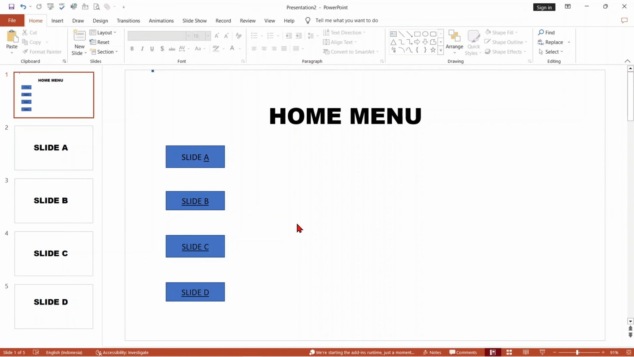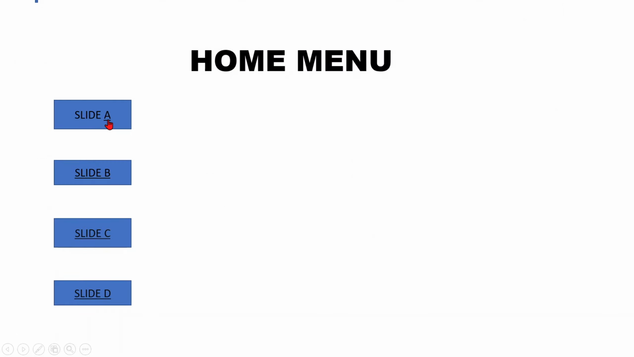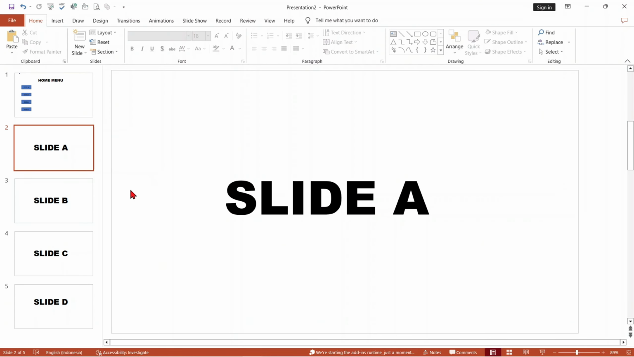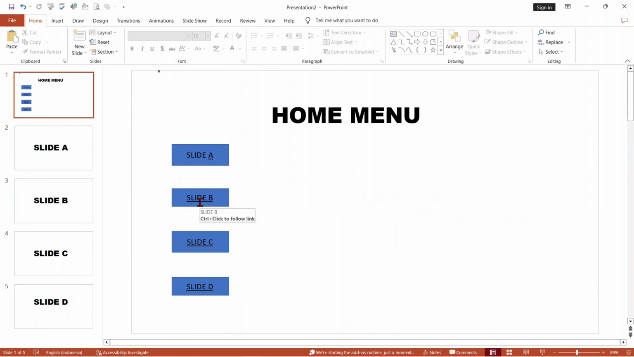Now here we can run it. Now here you can press the button and go to the intended slide. Here I will add it so that slides A, B, C, and D can return to the Home menu.